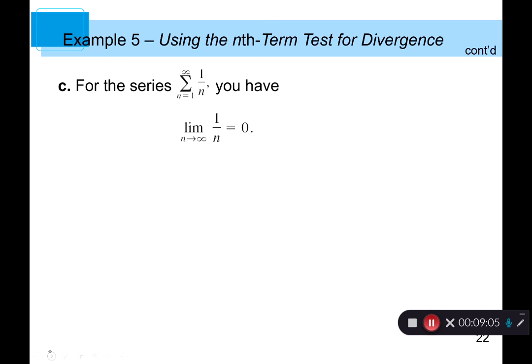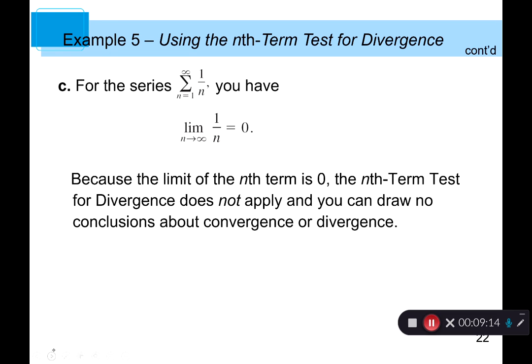However, if we have 1 over n, the limit as n approaches infinity is 0, correct? If it is 0, the nth term test does not apply, and we can't draw any conclusions about convergence or divergence. All right, this was a very quick introduction to convergence and divergence. Talked to you about the geometric series, a little bit about how to recognize a telescoping series, as well as the nth term test. These should all be looked at before you go into the more complex things. So I hope you enjoyed it, and I'll see you on the back end.